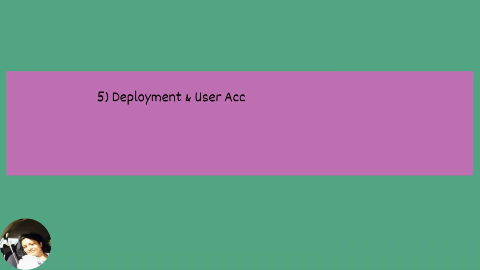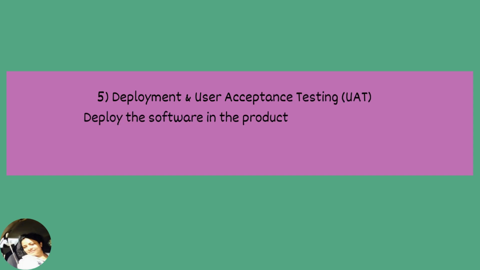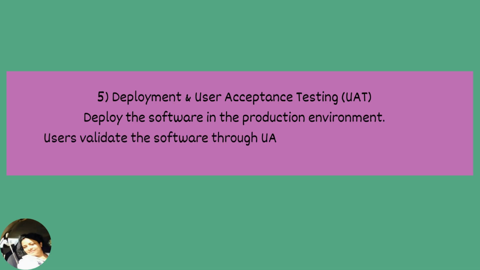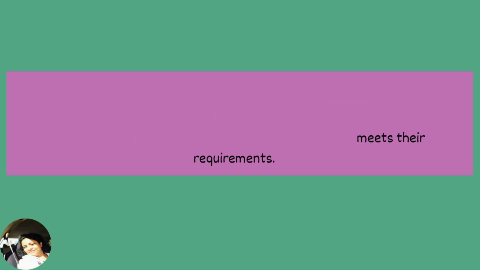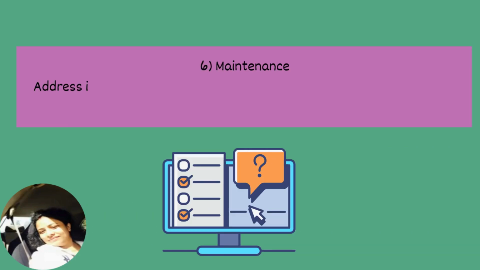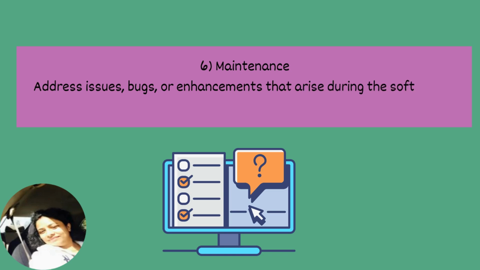Fifth, deployment and user acceptance testing, UAT. Deploy the software in the production environment. Users validate the software through UAT to ensure it meets their requirements. Sixth, maintenance. Address issues, bugs, or enhancements that arise during the software's life cycle.